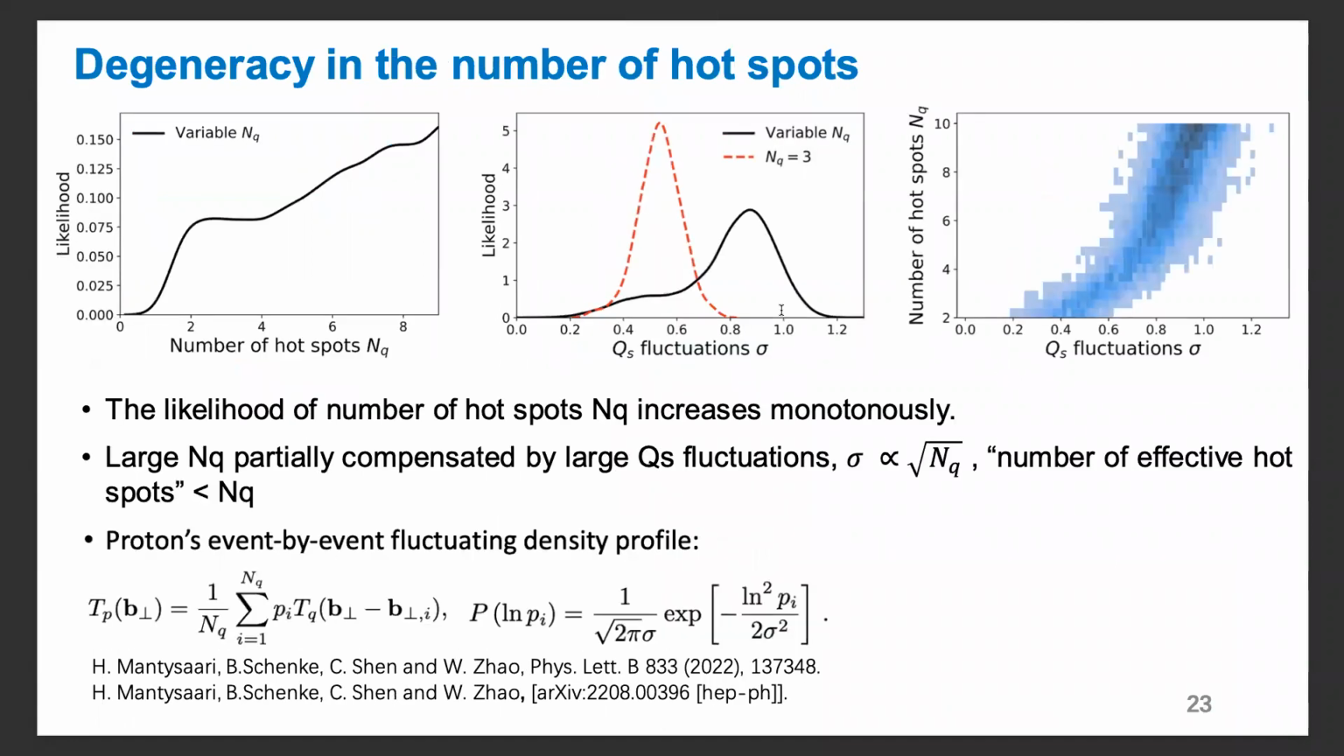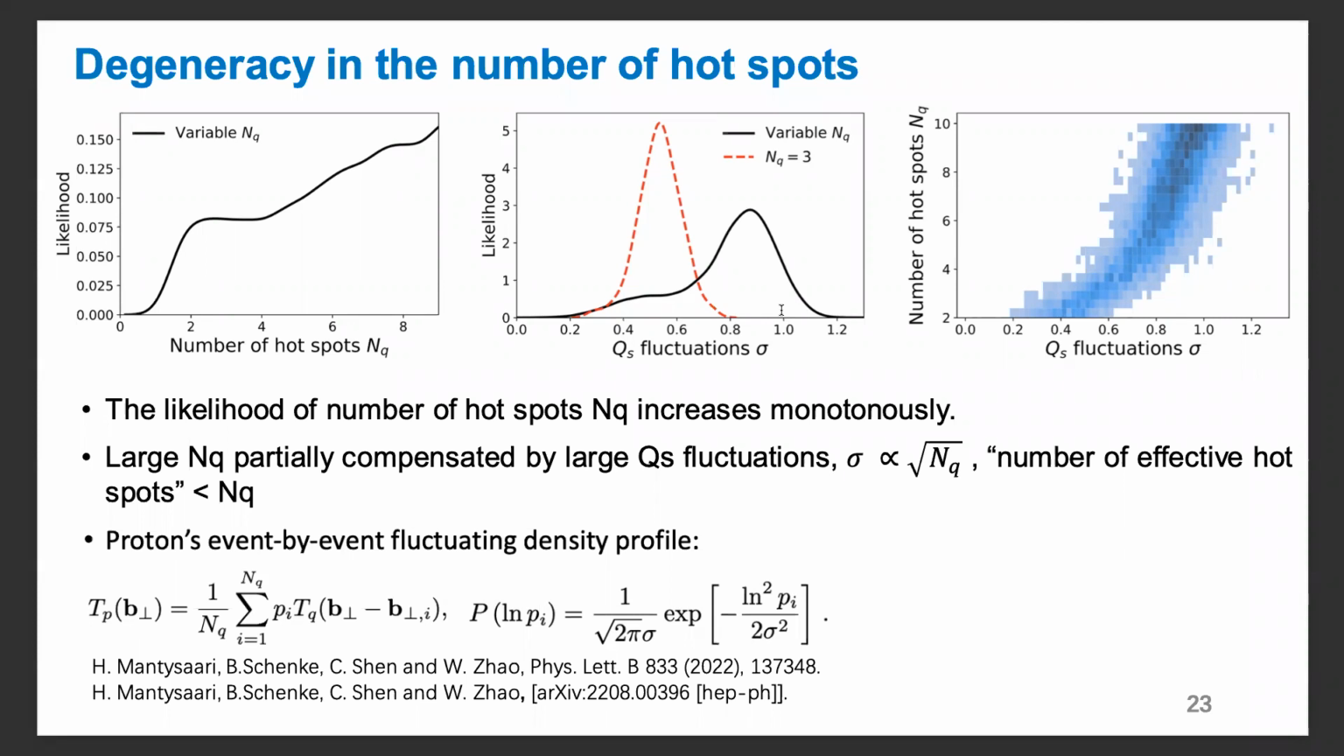And then comes the number of hotspots. We let the number of hotspots be a variable parameter, but the likelihood distribution of the number of hotspots increases monotonically, which means the data seem to like as many hotspots as possible. But looking in more detail, there is a strong correlation between the number of hotspots and the QS fluctuations. Let me remind you what the QS fluctuations are.